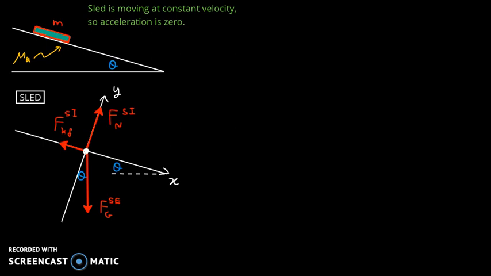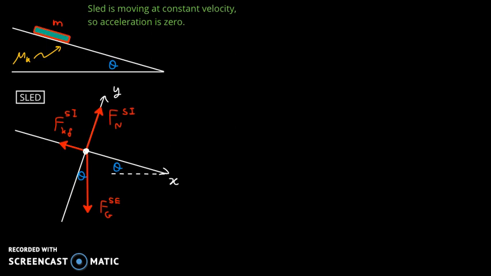It's a normal force, so it's perpendicular to the surface, so it's perpendicular to the x-axis and it's on the y-axis, positive y direction. And last, we have the kinetic friction force F sub kf on the sled by the incline, again, this time opposite the direction of motion, so it's parallel to the x-axis but pointing in the negative x direction. Next, let's apply Newton's first law in the x direction.